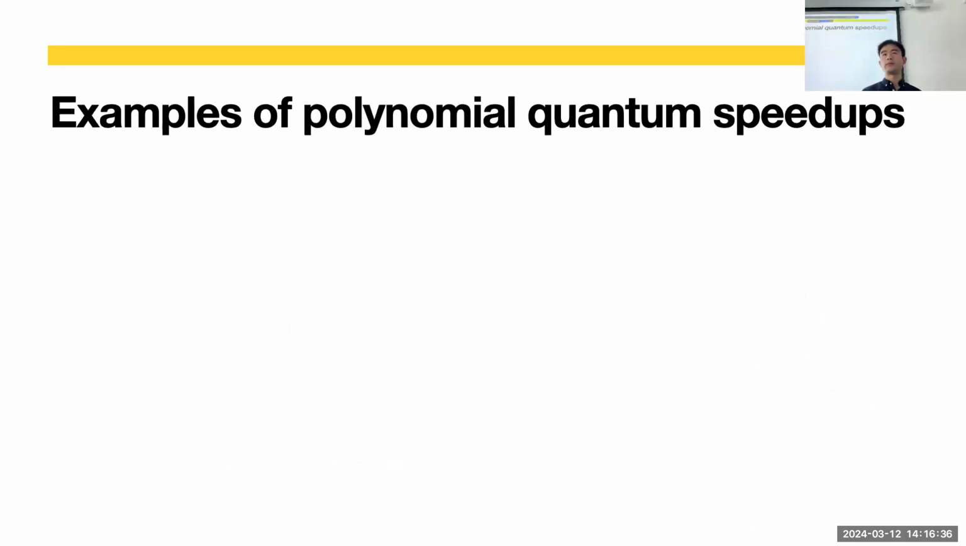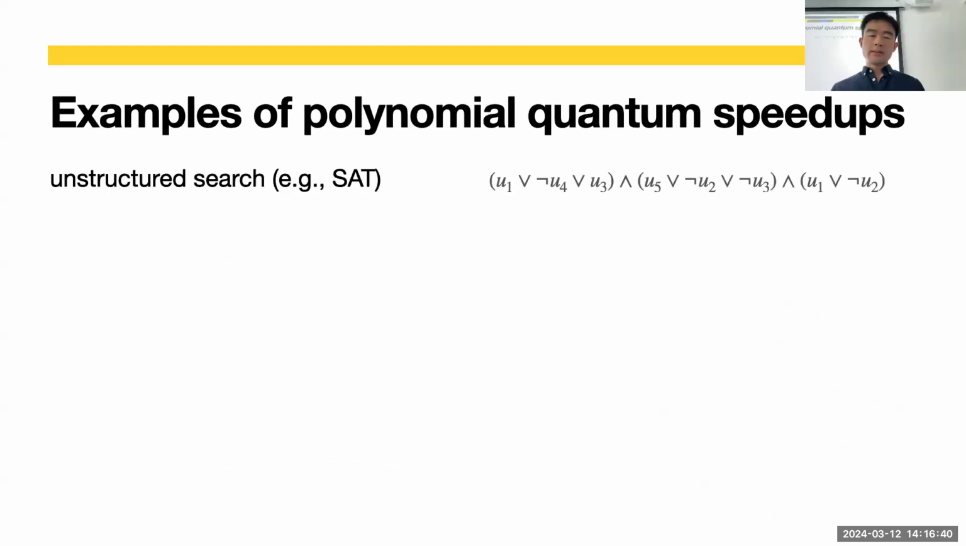There are also examples of polynomial quantum speedups. The most famous of these is probably unstructured search. For example, you can consider a satisfiability formula, SAT. You have variables U1, U2, U3, U4, U5, and you want to see if there's an assignment of bits to these variables such that the formula I've shown on the slide evaluates to 1.